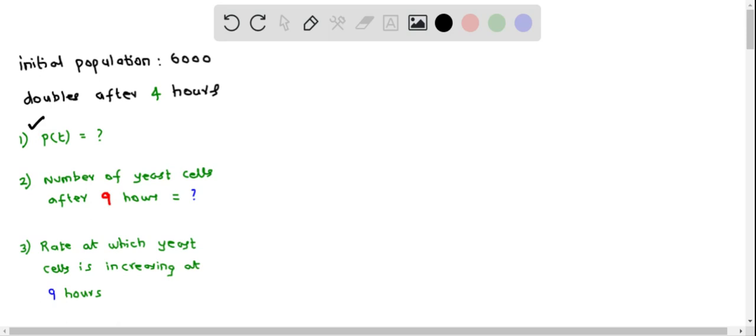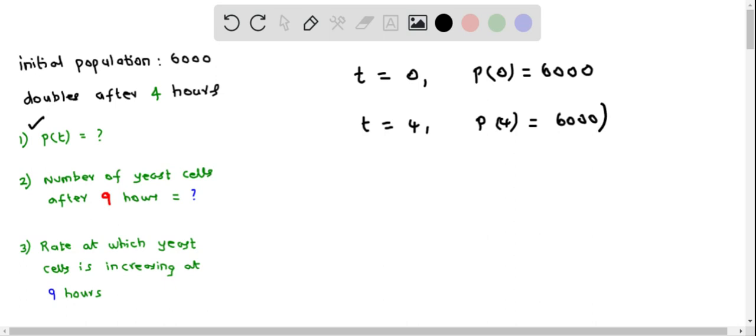So let's make a quick analysis of how we can determine this p of t function. Since the initial population is 6,000, I'm going to represent at t equal to 0 hours, the population that is p of 0 equals 6,000. And it doubles after 4 hours. So therefore, after 4 hours, that is when t equals 4, which is represented as p of 4, and this equals the double of this one. I can write this as 6,000 times 2 power 1.